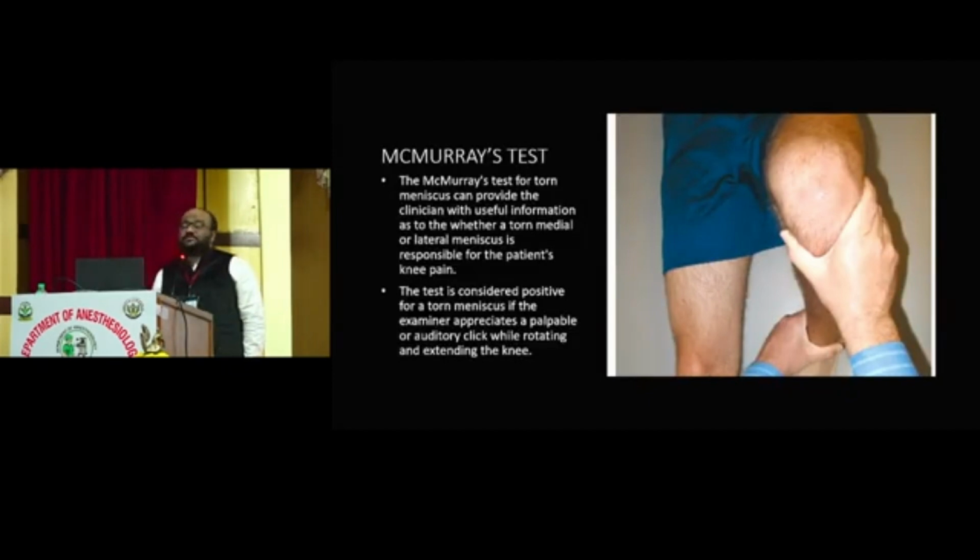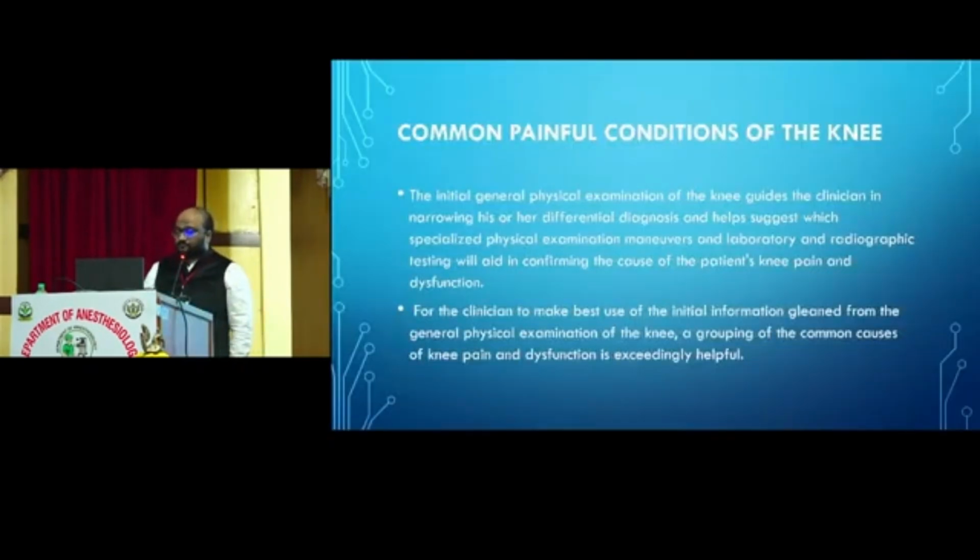So this is McMurray's test for the diagnosis of a torn meniscus. It can provide the clinician with useful information as to whether a torn medial or lateral meniscus is responsible for the patient's pain. It is considered positive, or a meniscus is torn, if the examiner appreciates a palpable or auditory click while rotating and extending the knee.